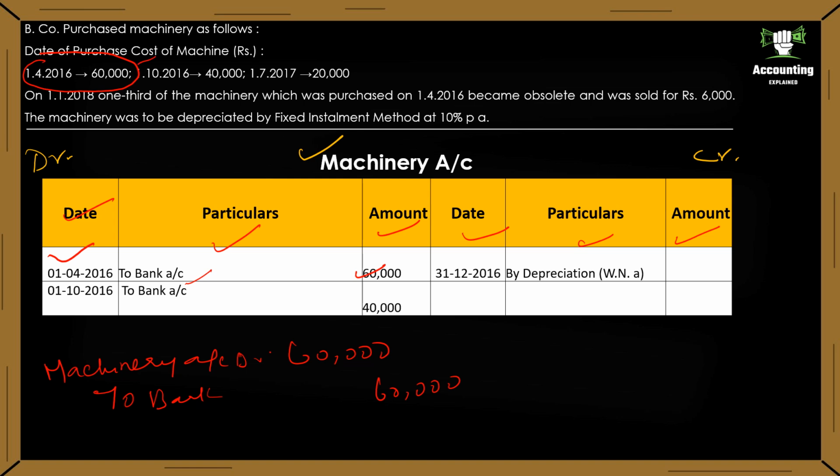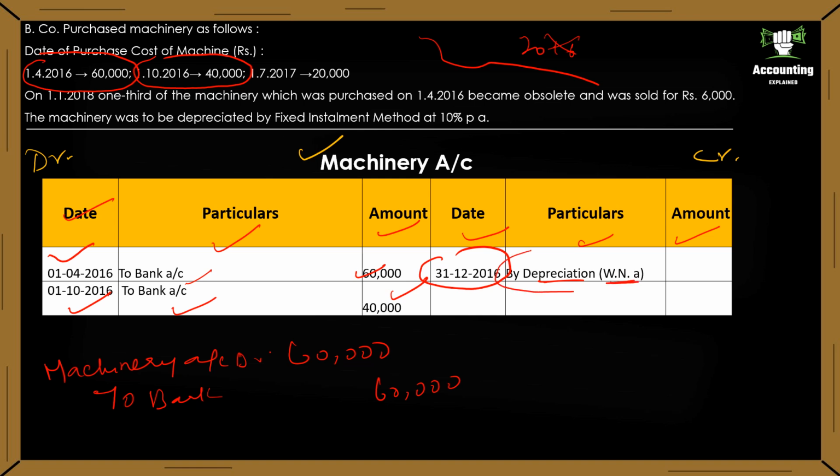So here see the ledger account of machinery to bank account 60,000 rupees. Again on 1/10/2016 another machinery was bought for 40,000. So same, 1/10/2016 to bank 40,000 rupees. Next on 31/12/2016, there is no other transaction. For 2016 no other transaction. So we are going to take depreciation and we are going to refer to working note number A.